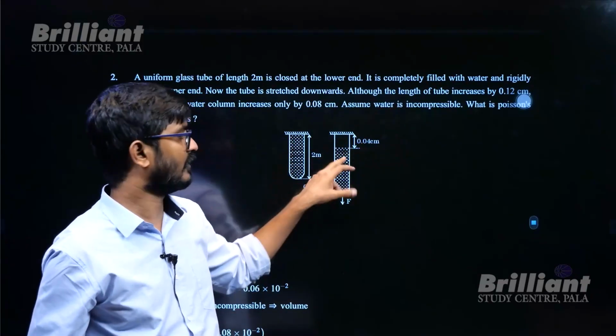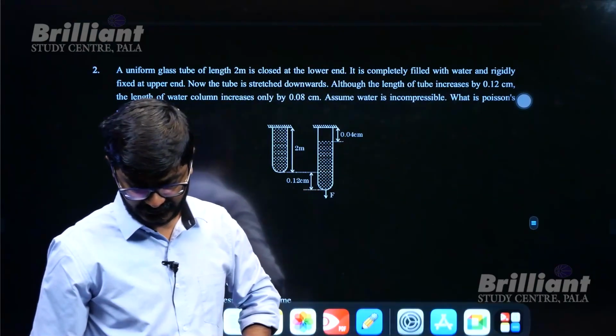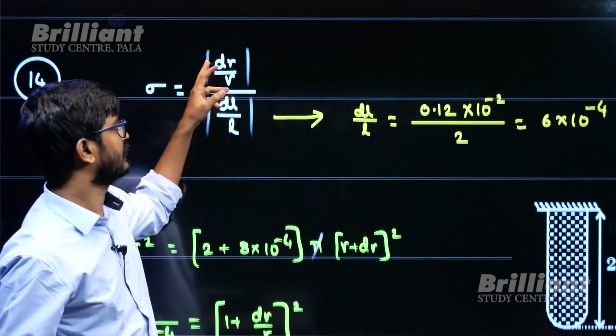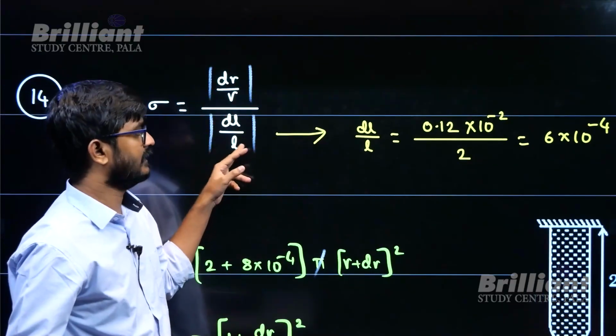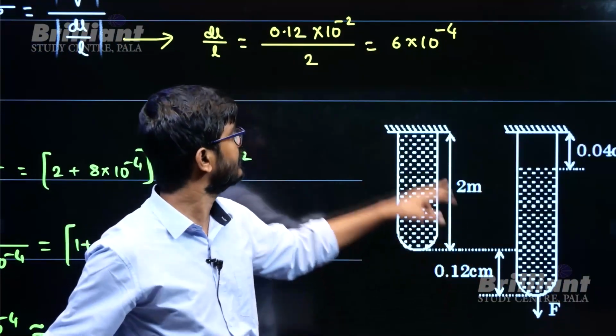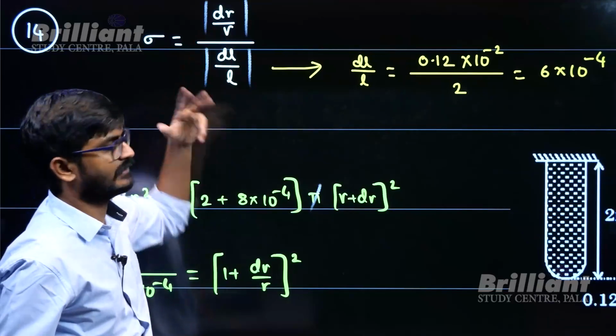The meaning is the volume of water in both cases is the same. So you need to find what is the Poisson's ratio of the glass. That's the definition of the Poisson's ratio: change in radius by radius divided by change in length by length. Change in length by length is given in the question. Change in length is 0.12 centimeter, by length is 2 meter. So now if we can find dr by r, then we can get the answer.